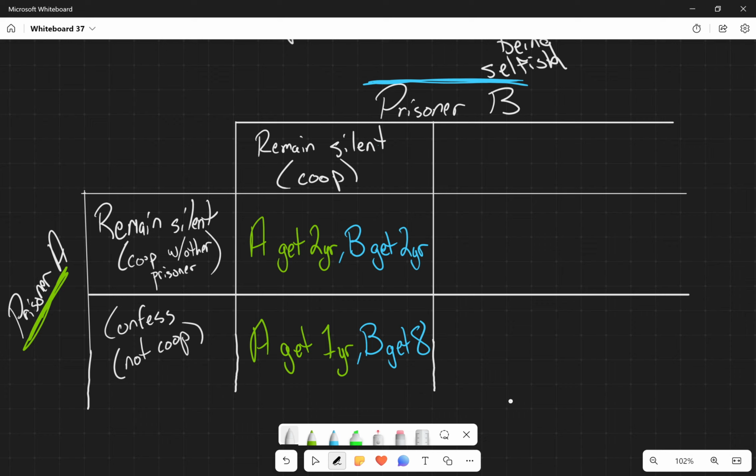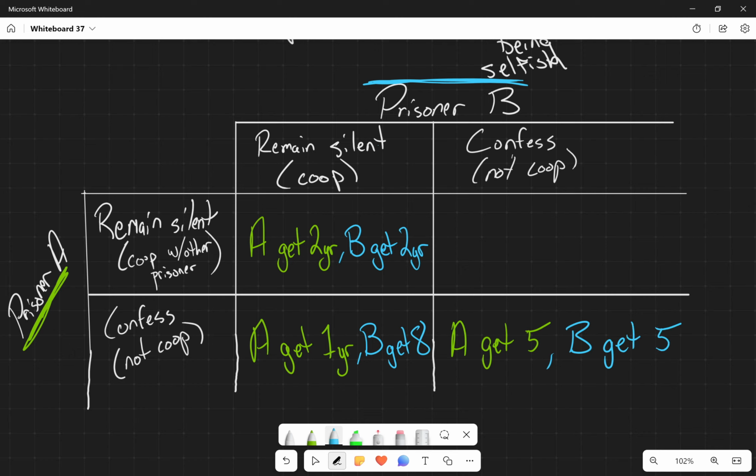If both of you were to confess, then prisoner A would get 5 years, and prisoner B would also get 5 years. And then the last thing that we have to figure out is what would happen to prisoner A if they remained silent while prisoner B confessed. Well, A would get 8 years. And if B confessed but A remained silent, then B would have cut a deal and they would only get 1 year.